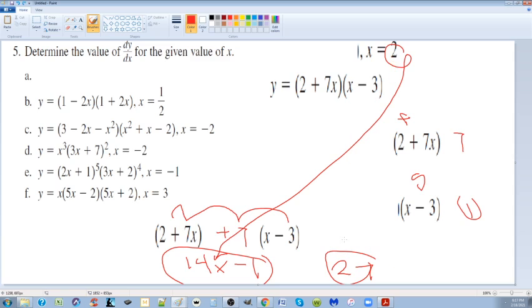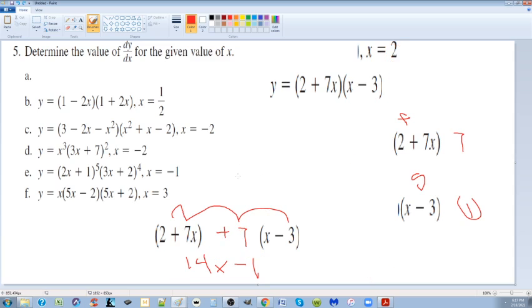But let's see if I could have gotten 27 if I plug in 2 way back here before I simplify. So 2 times 7 is 14 plus 2, 16. And 2 here minus 1 times the 7 becomes minus 7. So I get 16 minus 7, and I get 9, a totally different answer. So let's try that again. Oh, you know why?